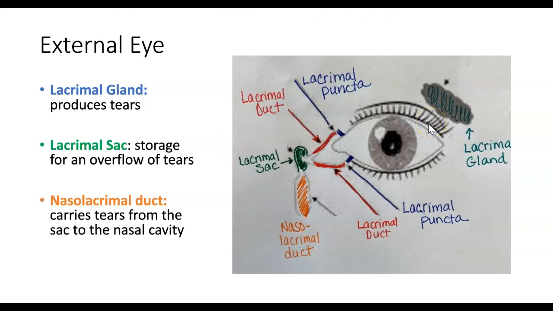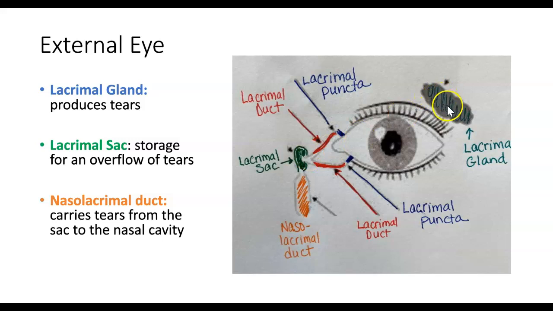Looking at the external eye then, we're really going to focus on the things that produce tears. So you've got your lacrimal glands, which are located up here on the lateral outside part of the eye. Right above, towards the outside, you can sometimes feel the soft little area where that would exist. Its job is to produce tears. The lacrimal sac is going to be the storage for an overflow of tears, and then the nasal lacrimal duct will carry the tears from the sac to the nasal cavity.